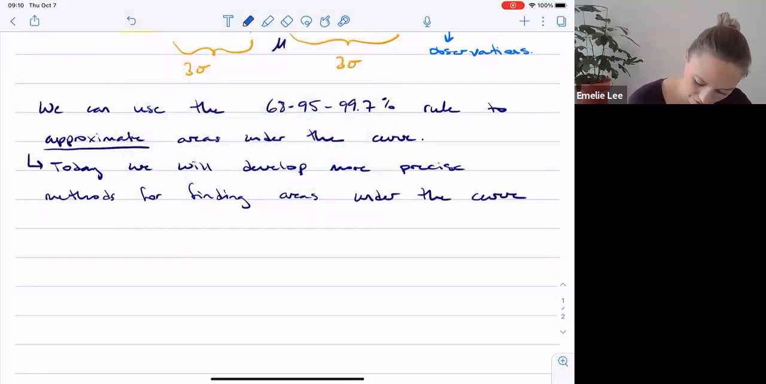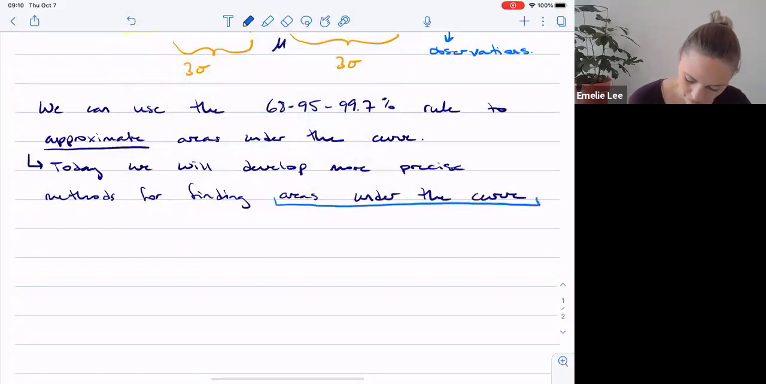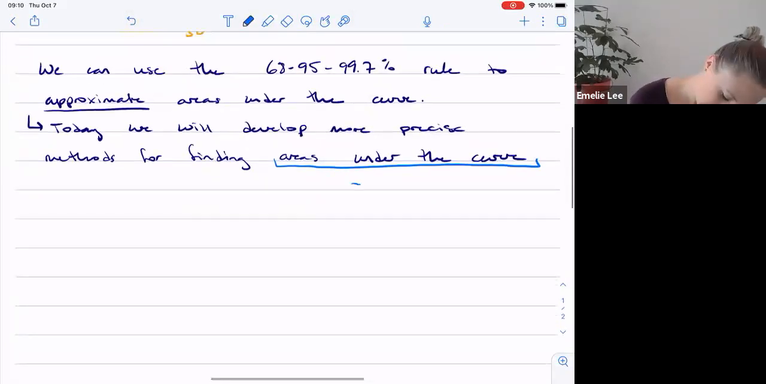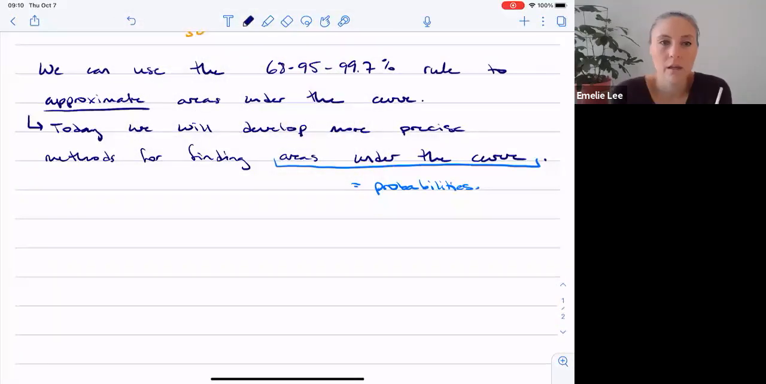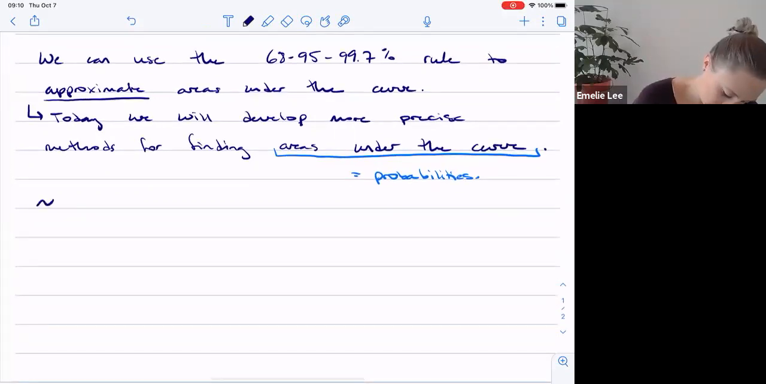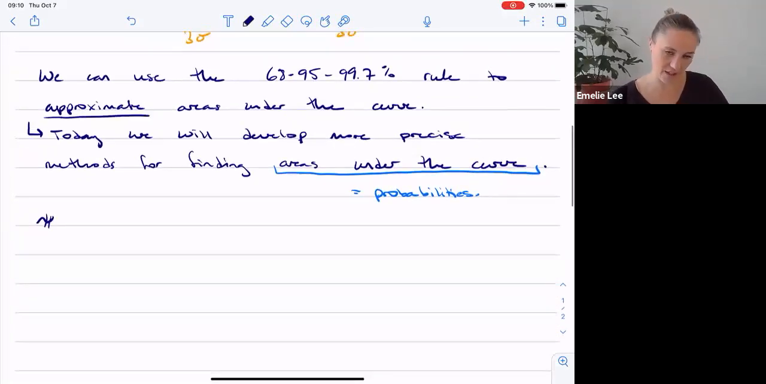I should say normal curve, but here what I'm really saying is probabilities. Okay, so that's important, right? To remember that the area under the curve, that's a probability, okay? So we need to develop some knowledge before we can get there, but we're gonna get there.